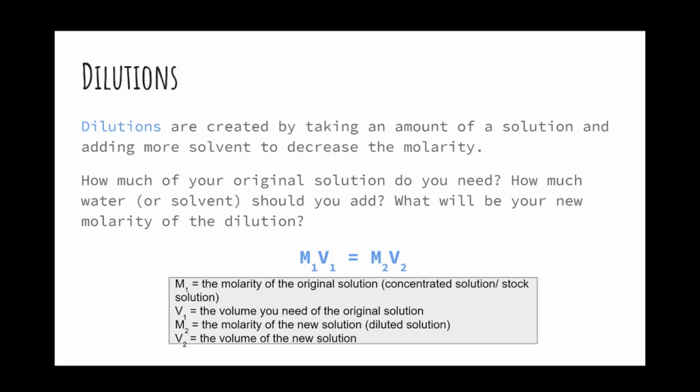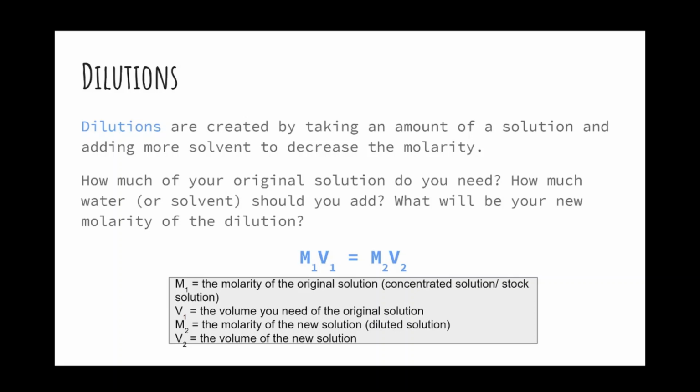V1 is the volume that you need of your original solution. So how much of that original solution do I need to take out of that stock in order to make my dilution? M2 is the molarity of your new solution, or your diluted solution. So what is my new concentration? Hopefully you realize that the concentration has to be lower. There's no way we could take a concentrated solution and make it more concentrated. We can only make it less concentrated.